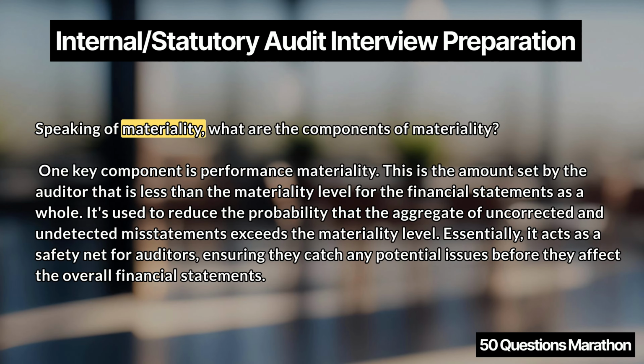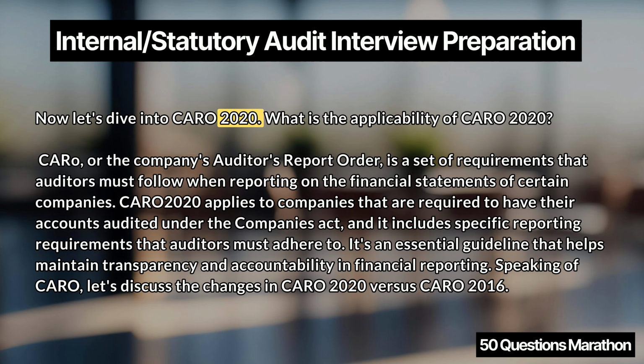Speaking of materiality, what are the components of materiality? One key component is performance materiality. This is the amount set by the auditor that is less than the materiality level for the financial statements as a whole. It's used to reduce the probability that the aggregate of uncorrected and undetected misstatements exceeds the materiality level. Essentially, it acts as a safety net for auditors, ensuring they catch any potential issues before they affect the overall financial statements. Now let's dive into CARO 2020.